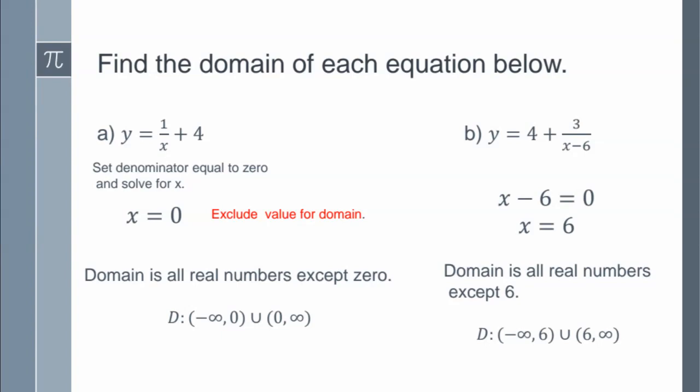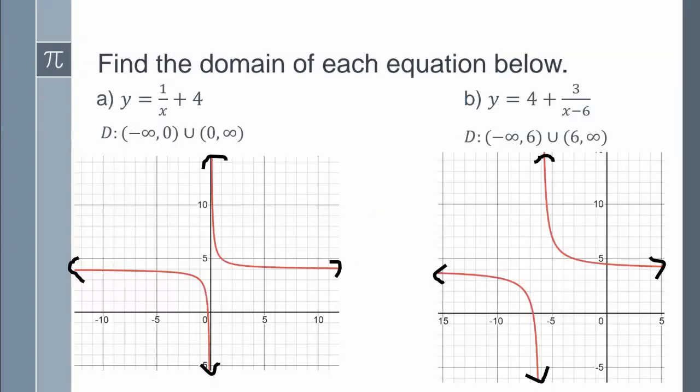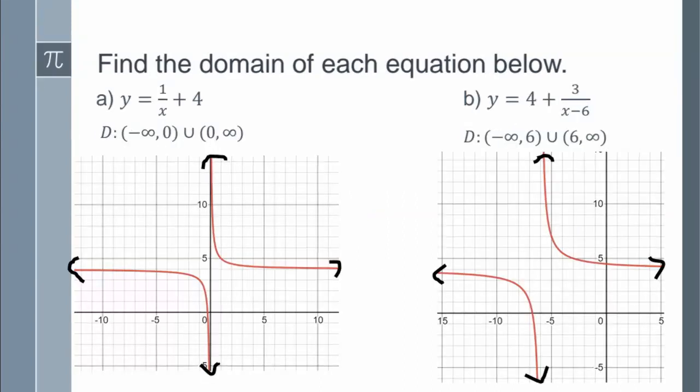So the domain for B would be from negative infinity to 6, not including 6, union, and from 6 to infinity. Okay, so this is how we look at domain. Domain has to deal with all the x values that the graph can have. And if we were to graph this, you would see, okay, again, this graph has a break, right?